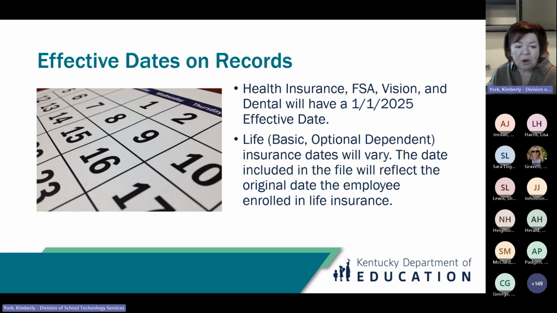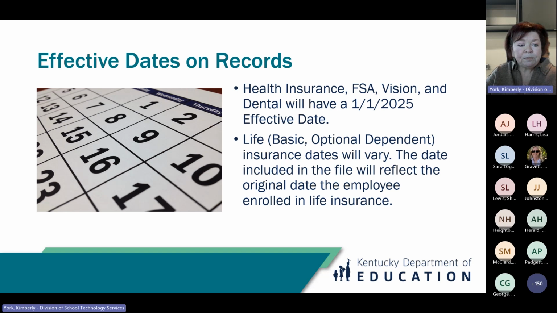So your effective dates on records. I get lots of questions about the life insurance records. The health insurance, FSA, vision, and dental all have the new 1/1/2025 effective date. However, your life, which is basic or optional dependent insurance dates, will vary. The date included in the file will reflect the original date the employee enrolled in life insurance. So everything but life will have the 1/1/2025, but your basic and optional dependent life will have a date based on when the employee enrolled in life insurance.